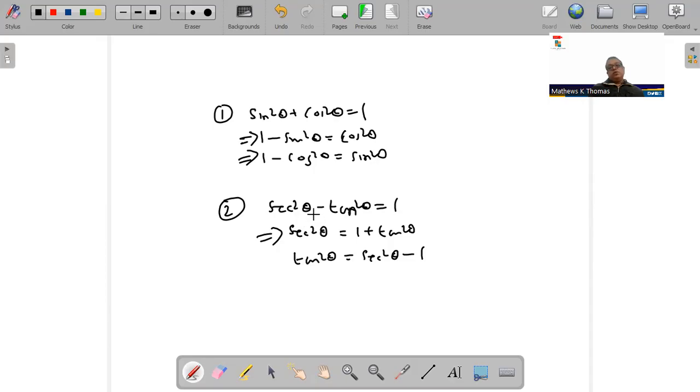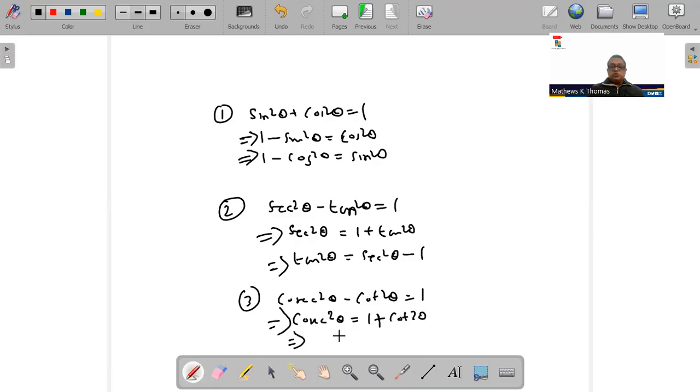Tan square is sec square theta minus 1. Third, I will get cosec square theta minus cot square theta is 1. So from here, I am going to get again 2 variations. What is the first one? Cosec square theta is, bring minus cot square that side, 1 plus cot square theta. Or you can also say, I'll bring cot square to the right side, bring the 1 to the left. Cot square theta is cosec square theta minus 1.